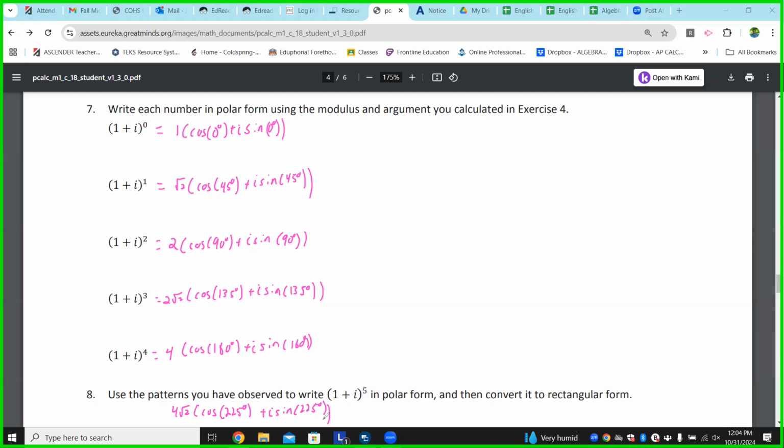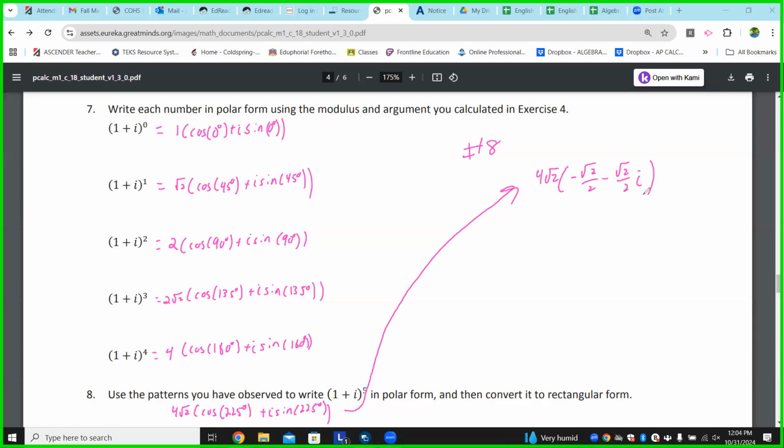Now, on that one, it then says convert that into rectangular form. I can easily convert this into rectangular form versus having to do 1 plus i times itself 5 times. What is cosine of 225? All right, I'm going to do this. Just know this goes for number 8. I'm just running out of room there. That's perfect. And then don't forget the i.